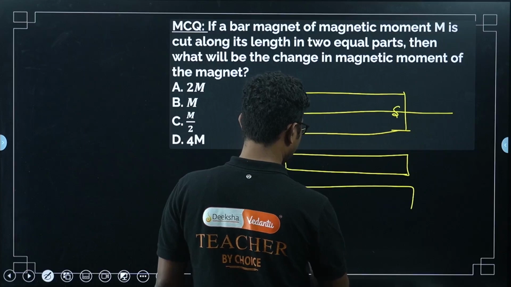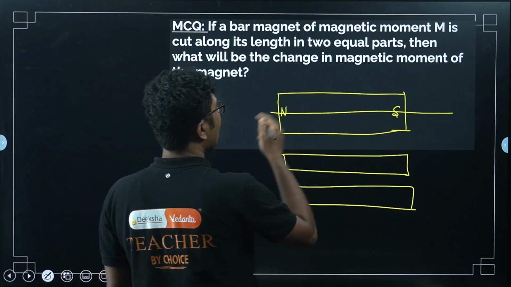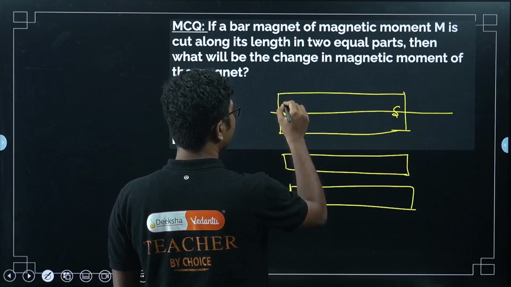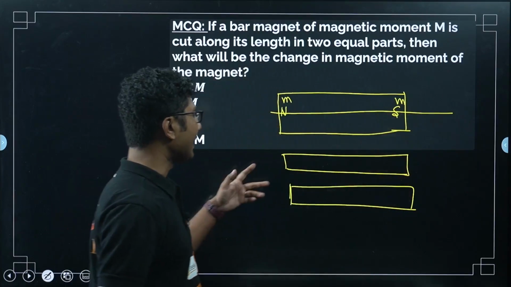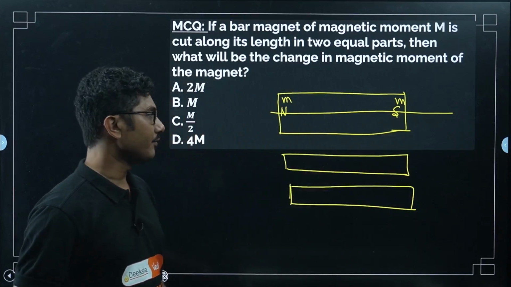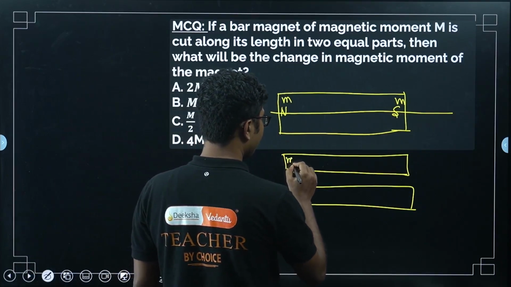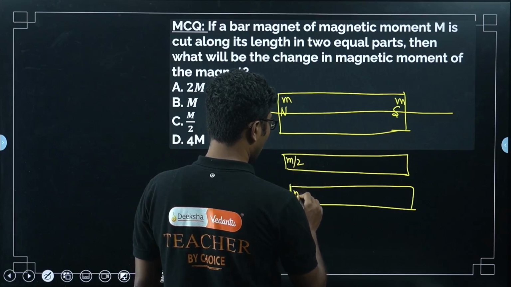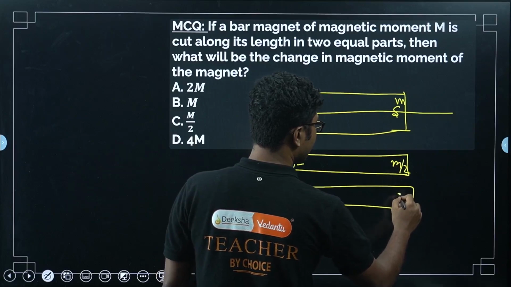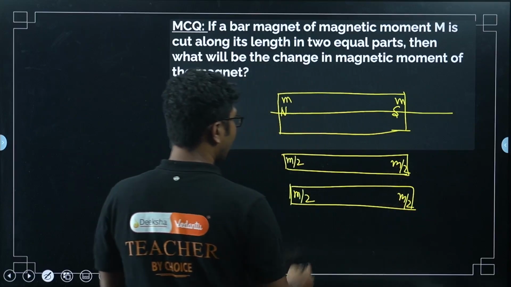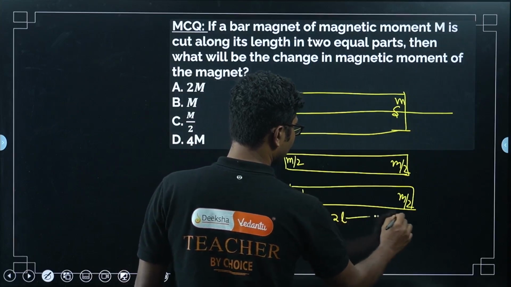Now what is the magnetic moment of each of the magnets? Initially the magnetic pole strength was m. Now what will be the pole strength if we cut it into half? In this case the pole strength will be just half, right? Total strength should remain constant, similar to that of charges. You can compare that. Now length remains constant, so 2L is the length in both cases.